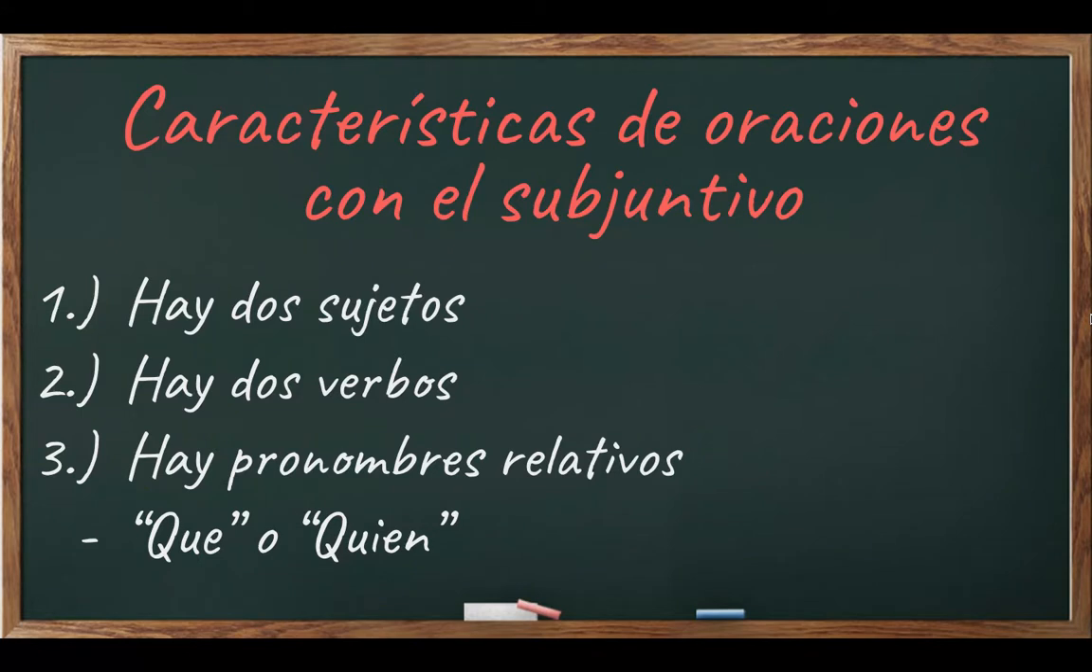Hay 3 características de oraciones con el subjuntivo. There's 3 basically quick ways that you can look at a sentence and you might be able to tell whether or not to use the subjunctive. So, número 1, hay 2 sujetos. 2, hay 2 verbos. O 3, hay pronombres relativos, como que o quién.